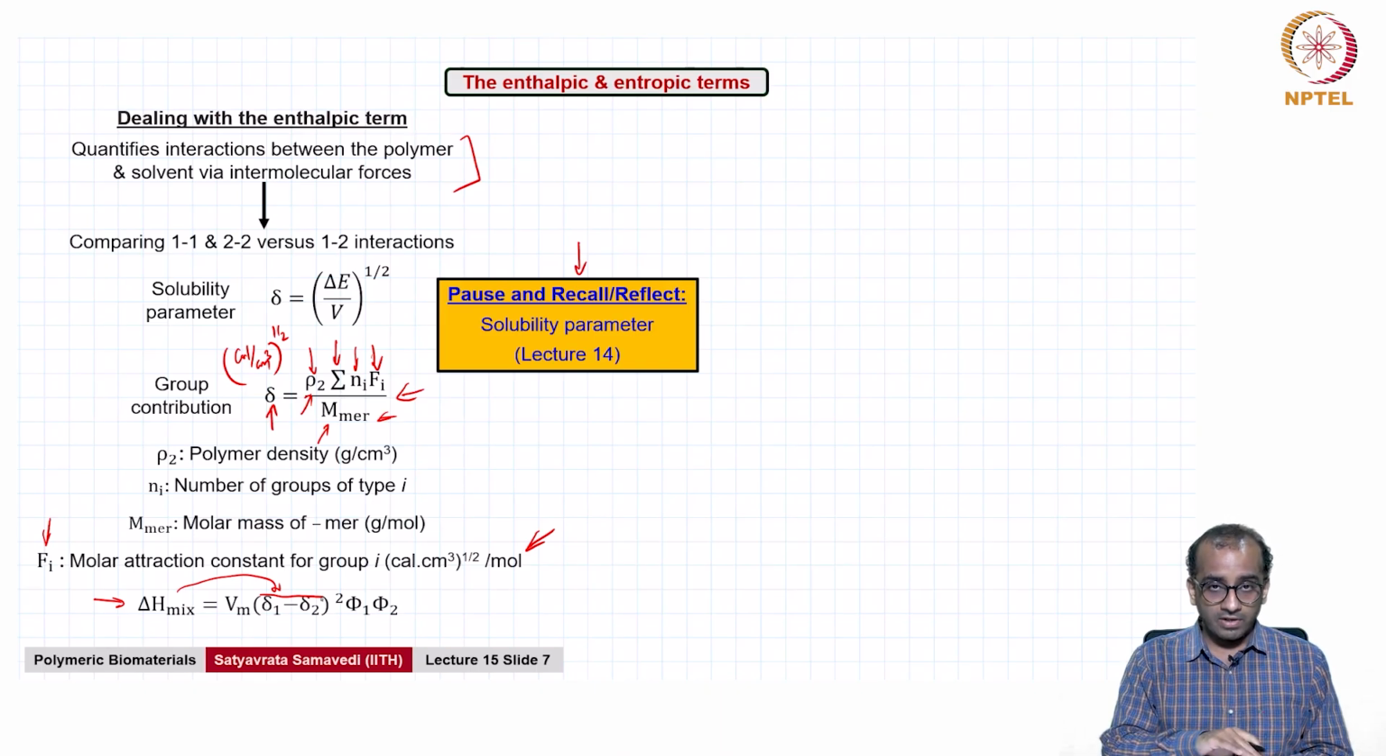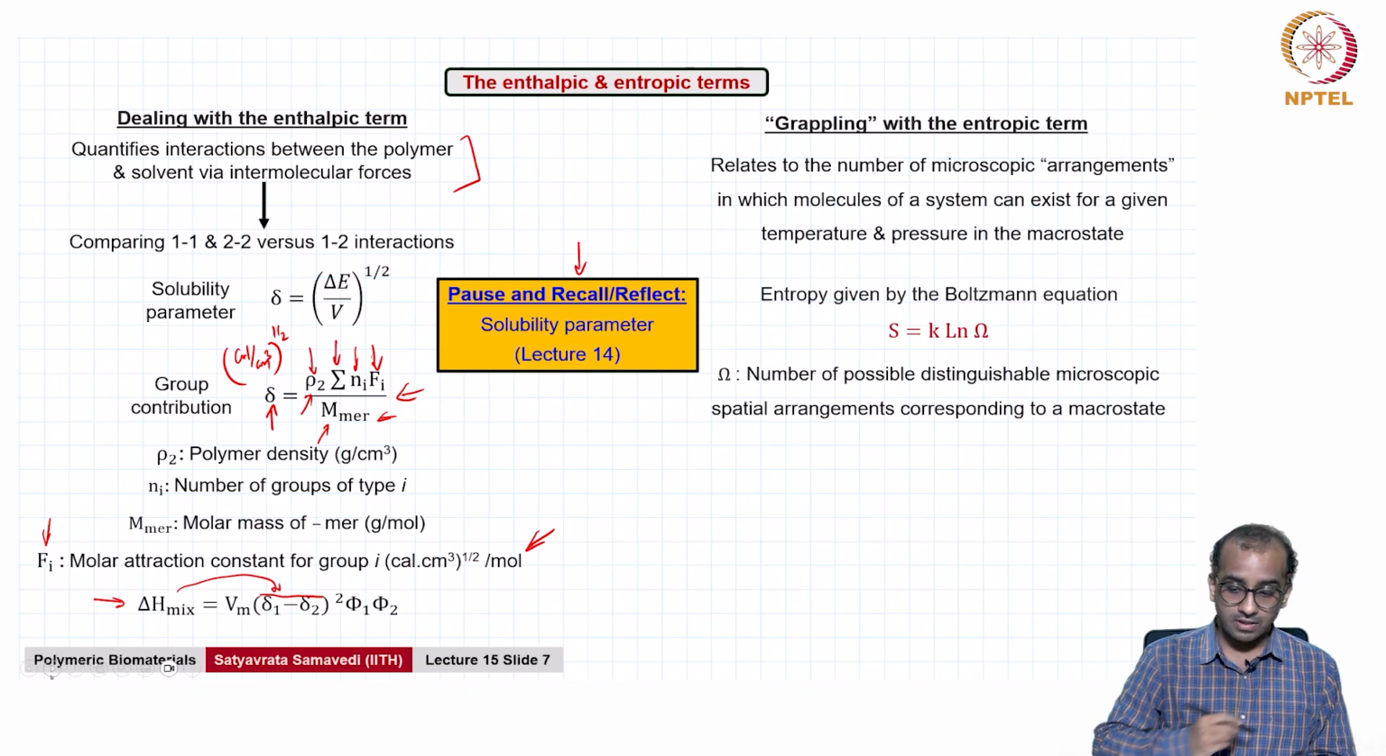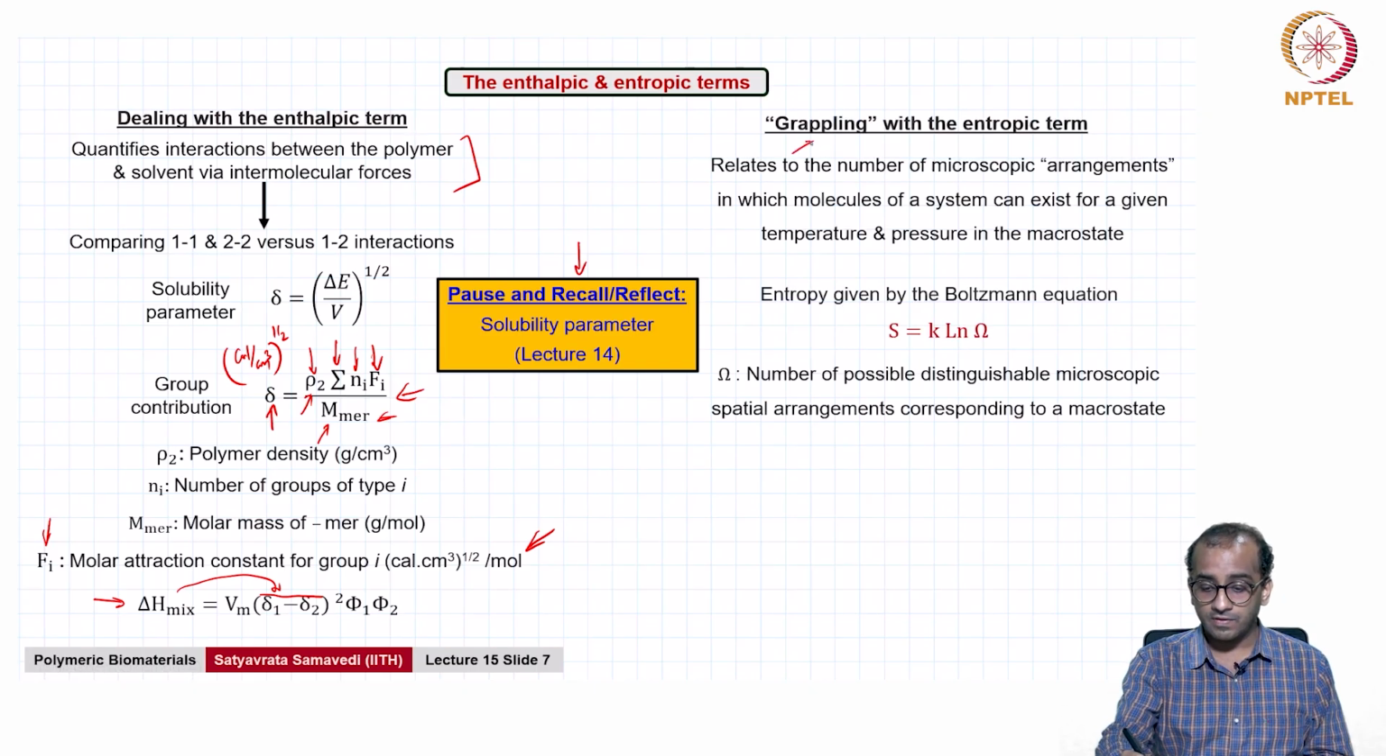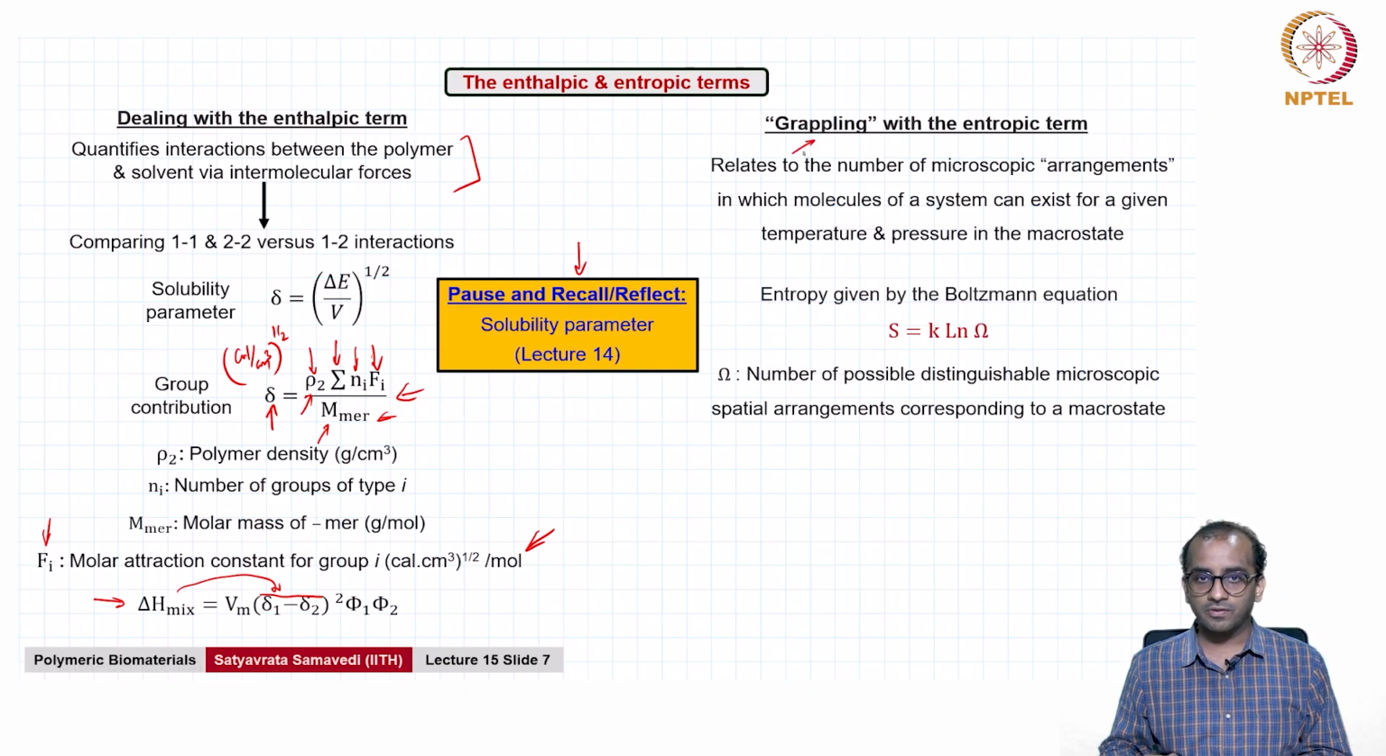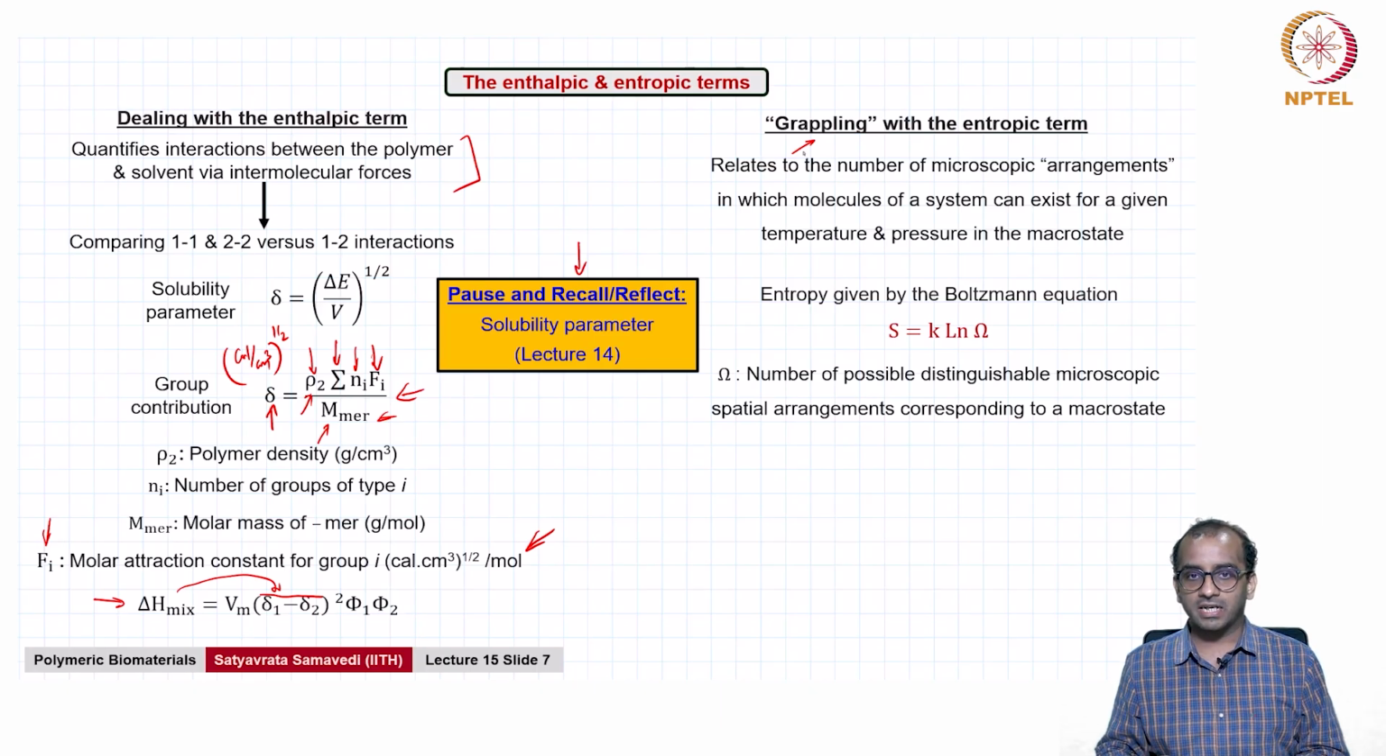Now, having looked at the enthalpic term in the free energy of mixing, we will now move our attention to the entropic term, which we will have to grapple with, because no amount of analogies will help, because every analogy I give for entropy will be limited in some sense. So, we will have to just keep repeatedly looking at these terms again and again, and eventually develop a reasonable understanding of what entropy means for our own selves.